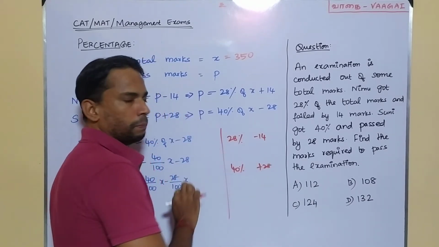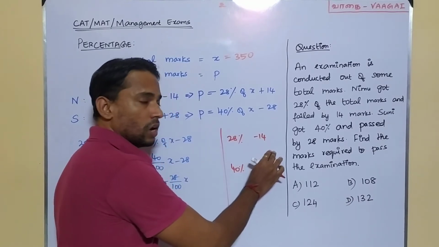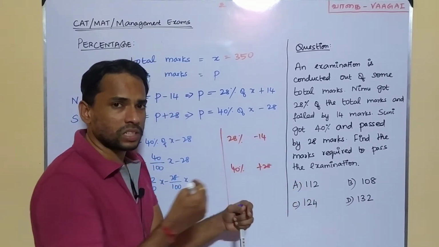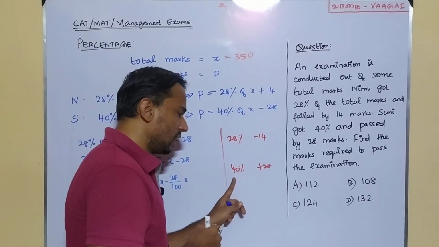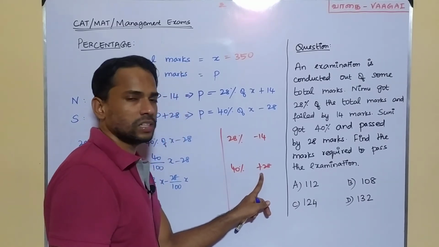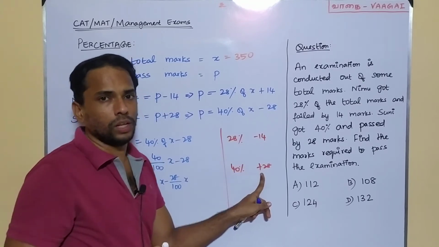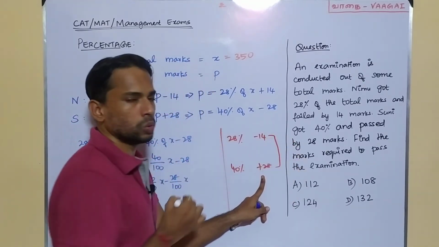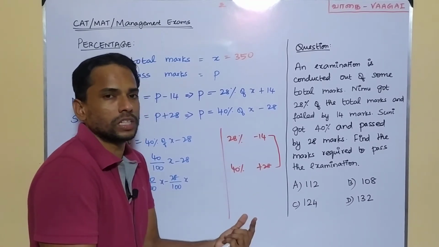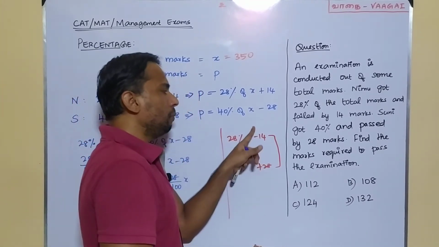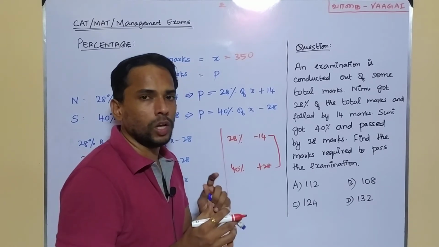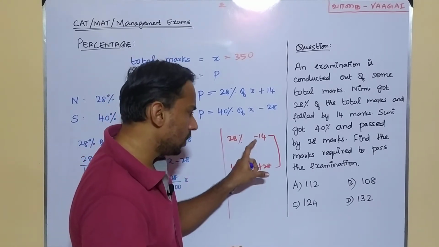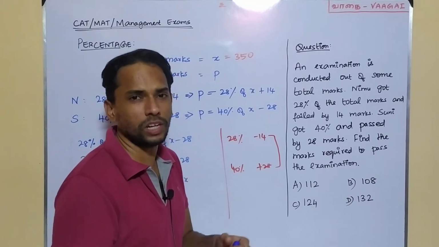One student gets 28%, he is getting 14 marks lesser than the pass mark, the other one is getting 40%, and this guy is getting 28 marks more than the pass mark. So if you imagine the gap between these two students in terms of marks, it is none other than this 28 plus this 14. You may just wonder why I am adding those two numbers. This may slightly confuse you. Why should I suddenly add these two numbers? It's going to be very simple.